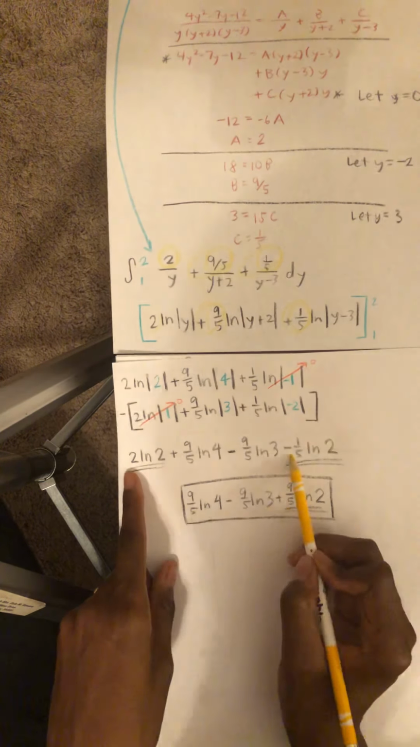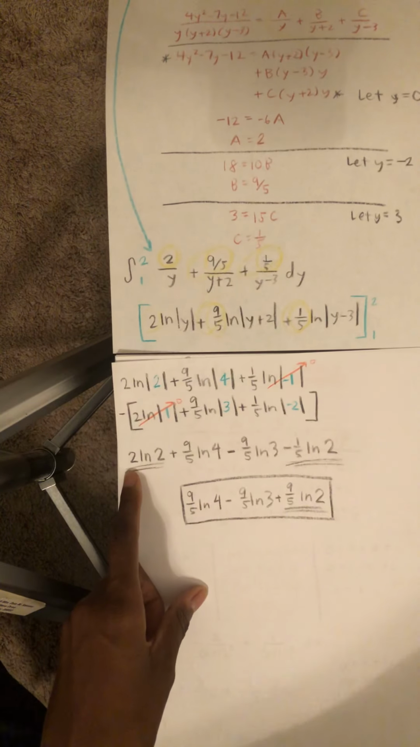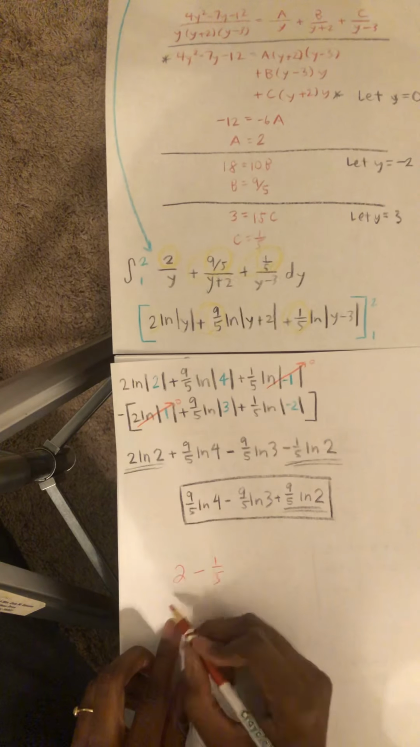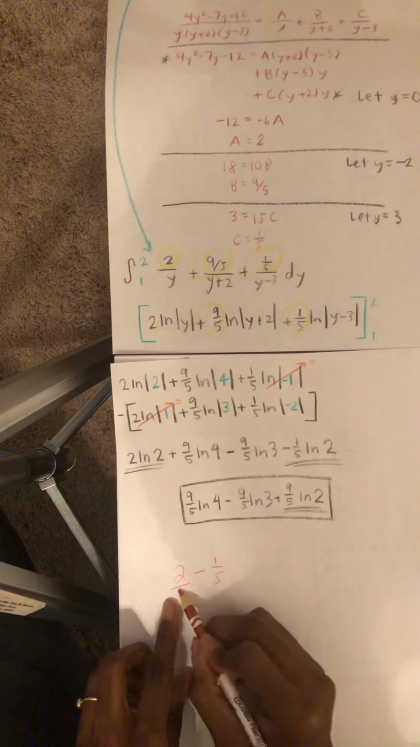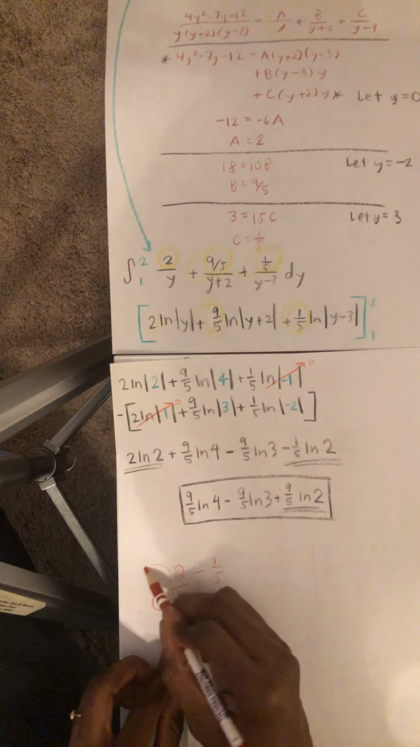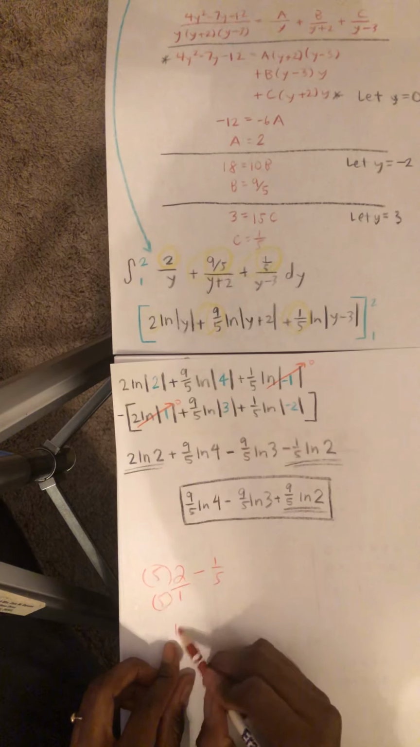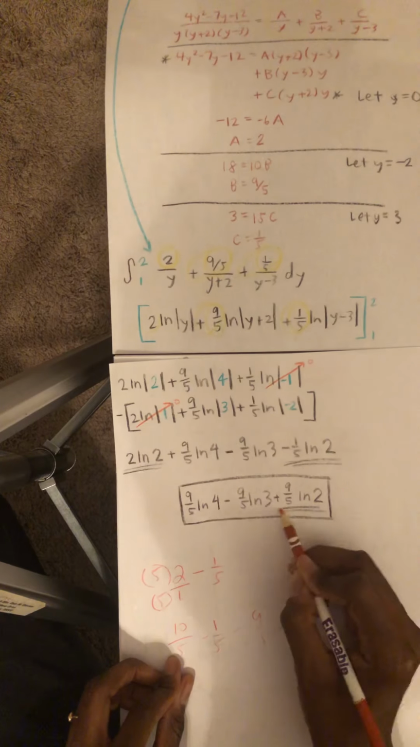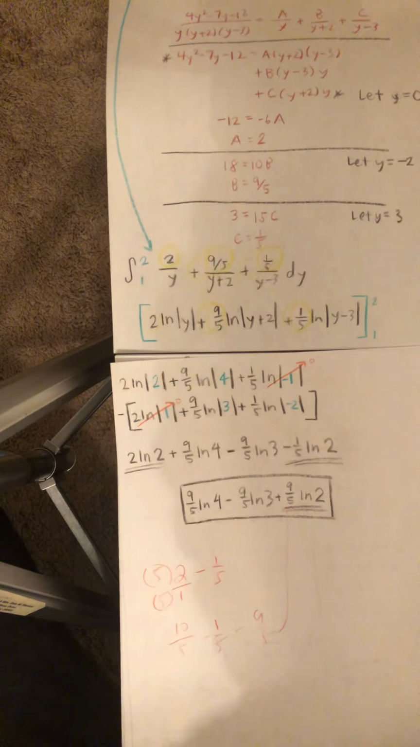So this 2 minus 1 over 5 will combine into 9 over 5, right? To combine fractions, you have to have common denominators, so we multiply top and bottom by 5, which would be 10 over 5 minus 1 over 5, which would give us the 9 over 5, okay? And that would be our final answer.